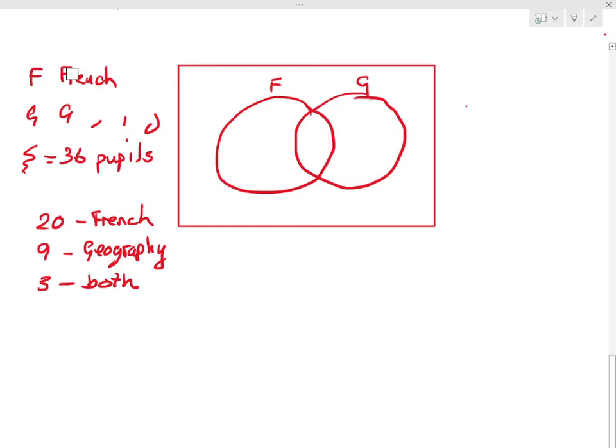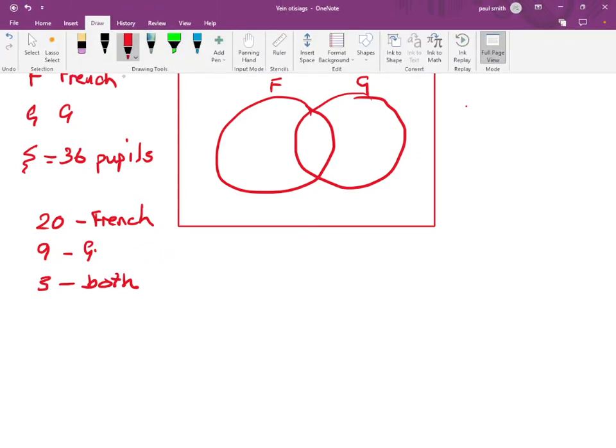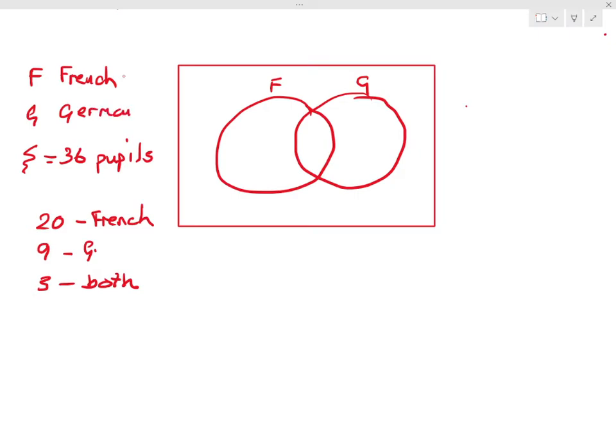I'm going to make this more because there's a theme, isn't it? So I will actually make that German. Makes sense, doesn't it, if you're asking people about languages? So that's German. And that's German. Okay, so now let's have a look. Now the probability of somebody chosen at random doesn't do French or German. Yeah.